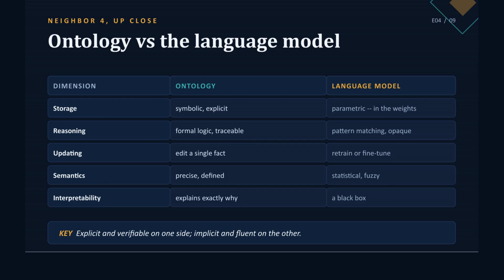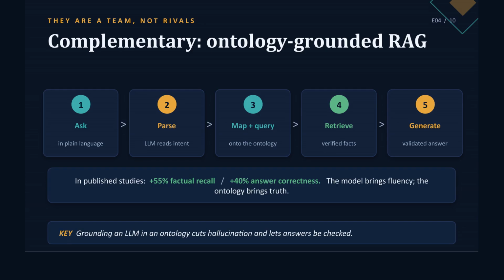Explicit and verifiable on one side. Implicit and fluent on the other. But here is the twist that makes this episode hopeful, rather than combative. Ontologies and language models are not enemies at all, they are a near-perfect team. The pattern is called ontology-grounded retrieval, and it runs in 5 steps.